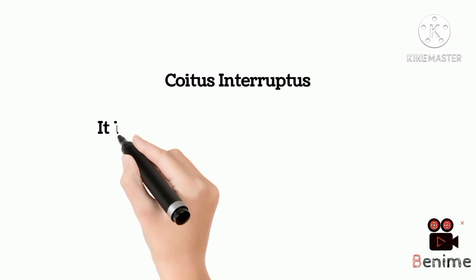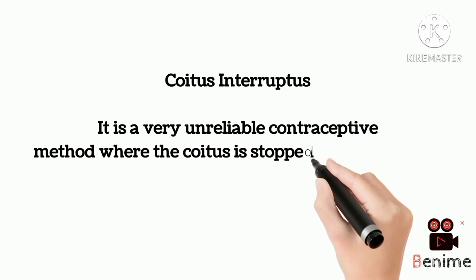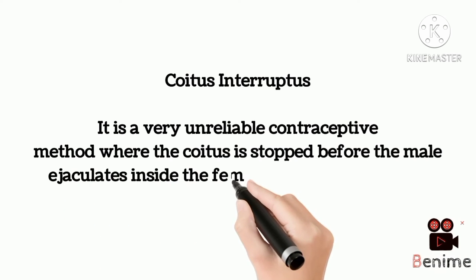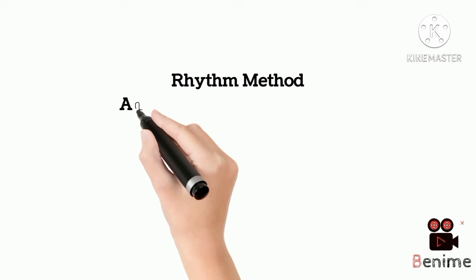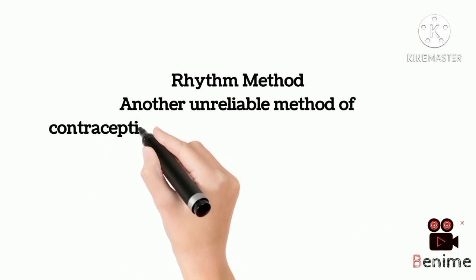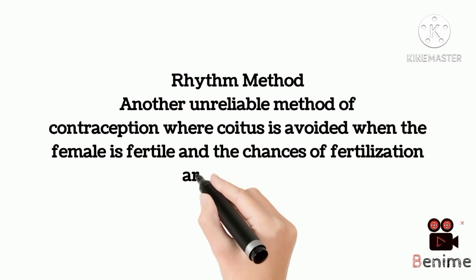Coitus interruptus. It is a very unreliable contraceptive method where the coitus is stopped before the male ejaculates inside the female reproductive tract. Rhythm method. Another unreliable method of contraception where coitus is avoided when the female is fertile and the chances of fertilization are very high.